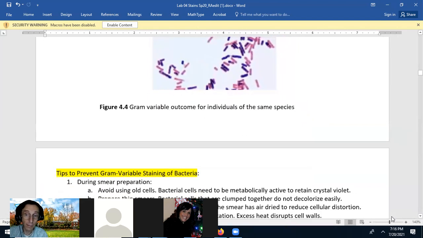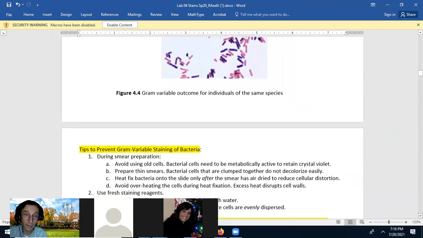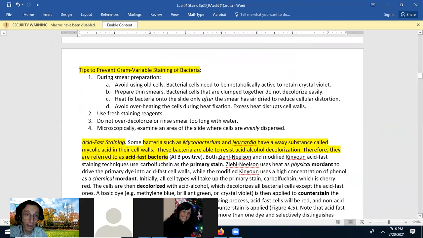So when you're doing the gram stain, you should always do it on freshly grown cells. And that's cells that haven't grown for more than 2 days. When you're making a smear preparation, especially for the gram stain, but always, avoid using old cells. Make the smear thin. If it's not thin, you're going to have trouble getting dye into the lower cells. And if the dye is supposed to wash off from the lower cells, it's going to have trouble washing out of them. So make a thin smear.